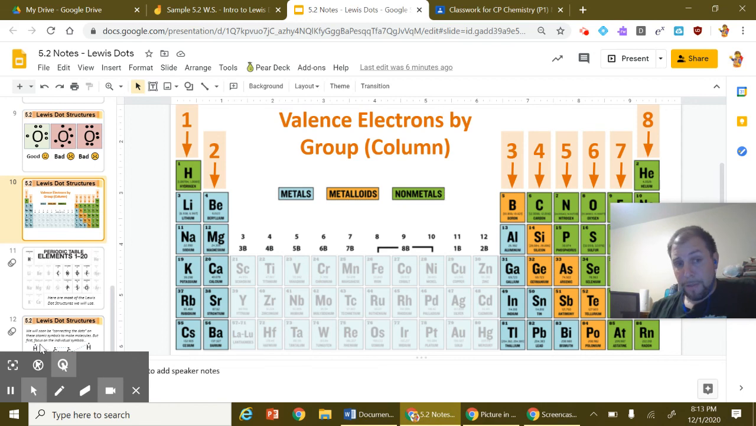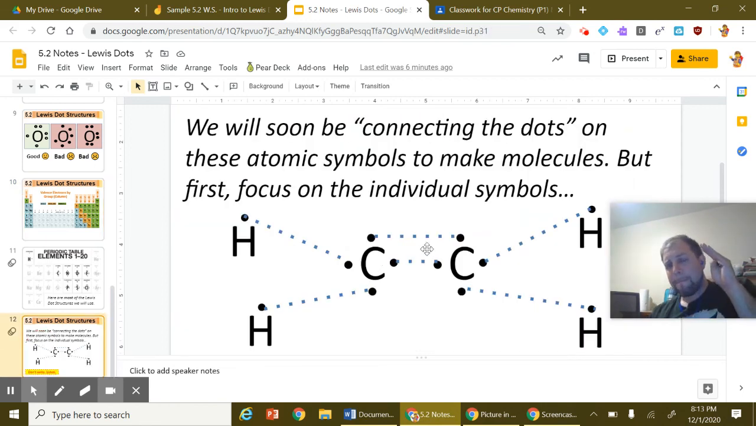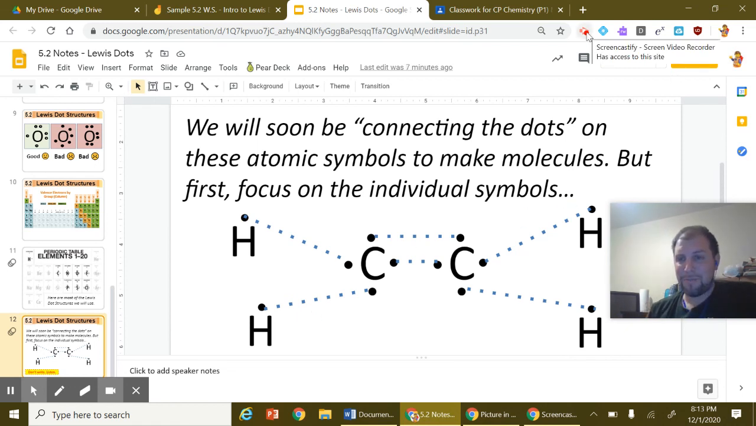Next game we're going to play is we are going to build molecules by putting these symbols together on a page and connecting the dots. Every unpaired electron gets connected to another unpaired electron, and this is how we can build up the models of different molecules.